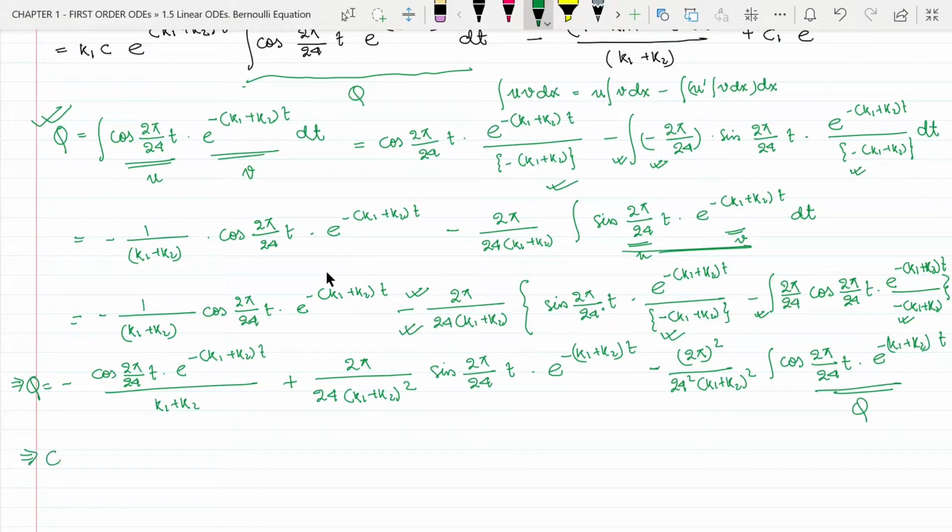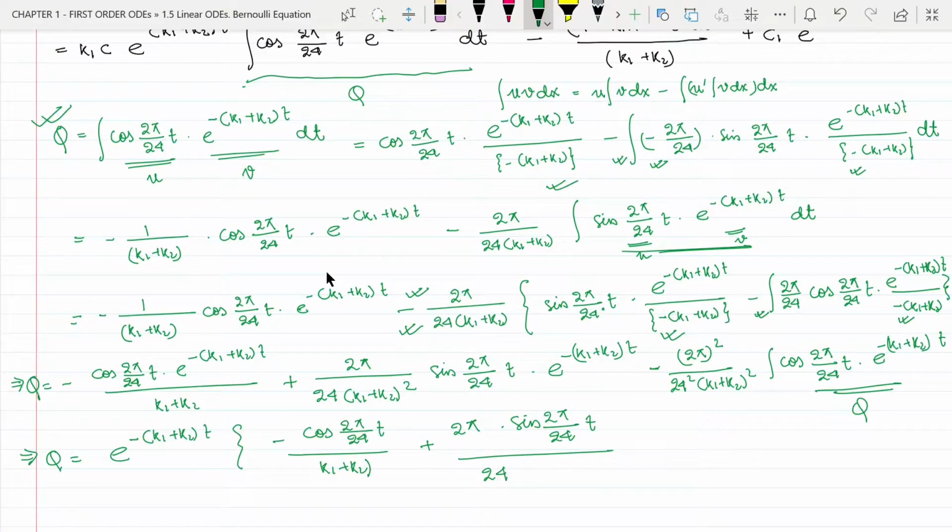So this expression can again be written as q equal to e to the power minus (k1 plus k2)t multiplied by [minus cos 2 pi by 24t divided by (k1 plus k2) plus 2 pi multiplied by sin 2 pi by 24t divided by 24 (k1 plus k2)] minus 4 pi square divided by 24 square (k1 plus k2) square multiplied by q.